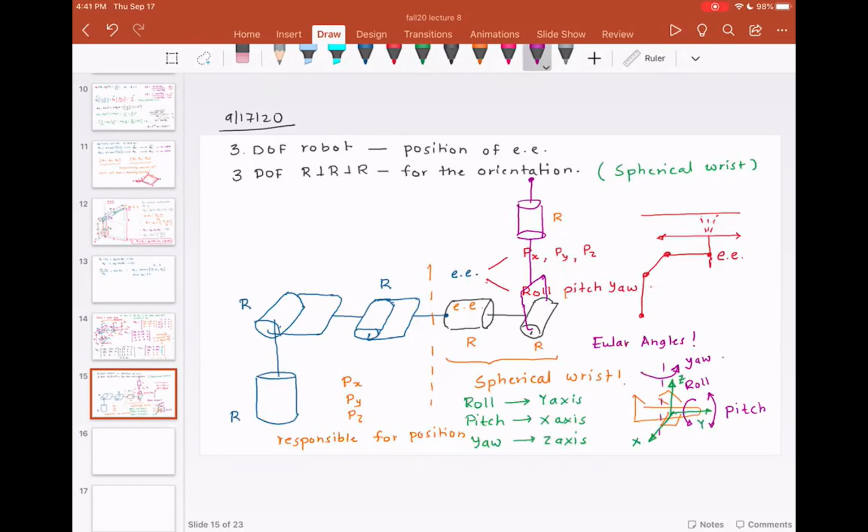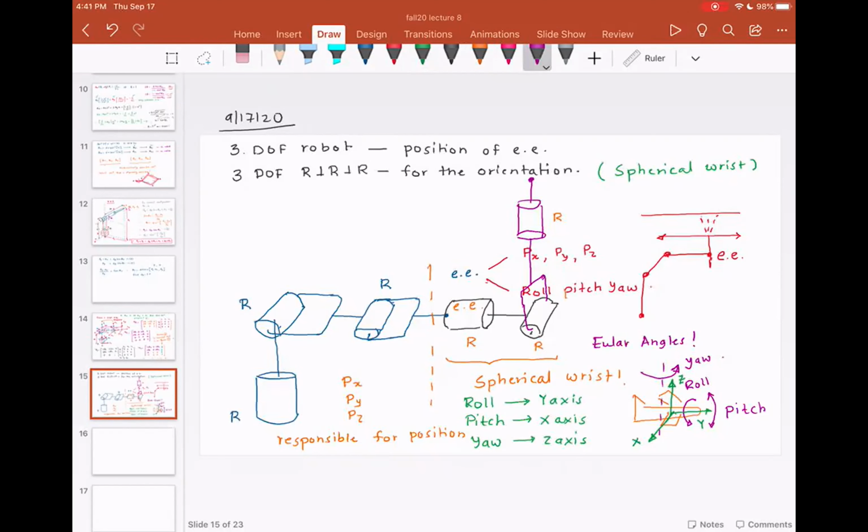And this roll, pitch, and yaw is called Euler angles. Usually when we look at robotics, they will give us the wrist orientation as roll, pitch, and yaw. They will say the wrist is pitched by some amount, rolled by some amount, and yawed by some amount.